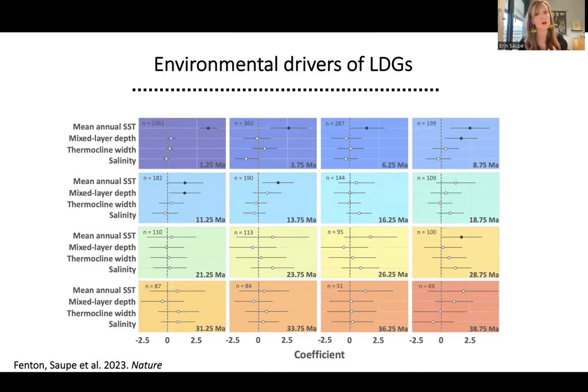We also wanted to include temperature range of the thermocline, so the variability in temperature that you would get in the thermocline. But actually, we couldn't do this because, again, unsurprisingly, this was highly correlated with sea surface temperature. And so you couldn't include both of those variables in the same models. But when we swapped sea surface temperature for temperature range of the thermocline, it exhibited similar patterns to what we were seeing in sea surface temperature. So it was significant and exhibited a positive relationship with richness over the last 15 million years.